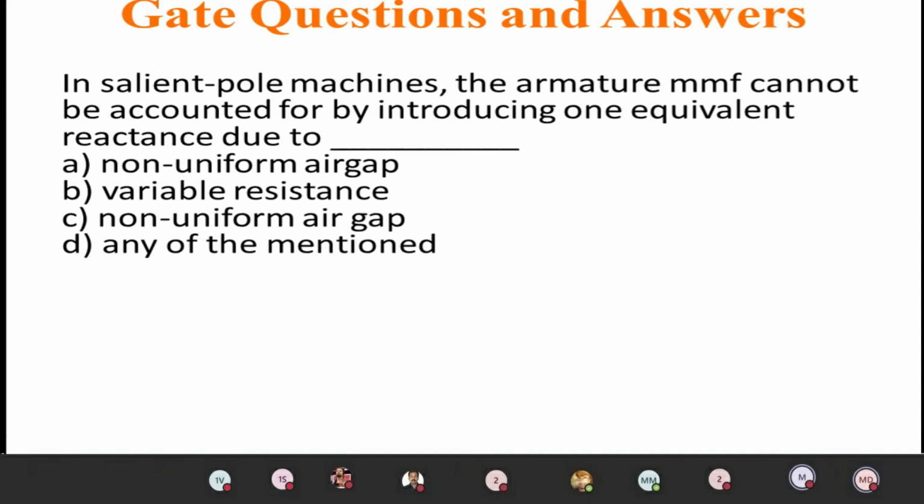In salient pole machine, we know that the armature MMF cannot be accounted for by introducing one equivalent reluctance due to non-uniform air gap. The options are variable resistance, non-uniform air gap, uniform air gap, and any of the mentioned. So the answer is non-uniform air gap.